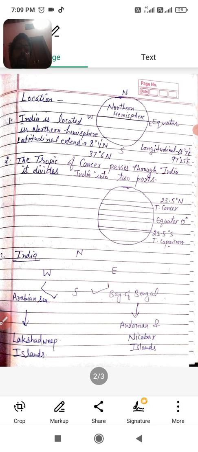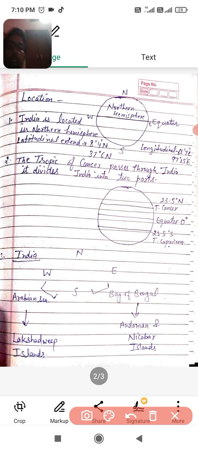And the next one, longitudinal value, 68 degrees 7 minutes east and 97 degrees 25 minutes east is the longitudinal value of India. Longitudinal here means the long lines, and the area from here to here is known as the longitudinal extent. You can say that this part in the west of India is 68 degrees 7 minutes east. I think you got the point. What is the longitudinal value?